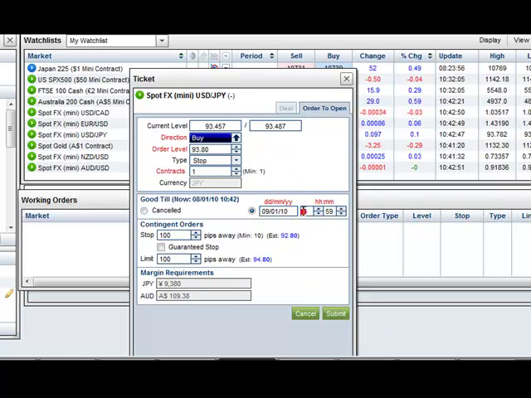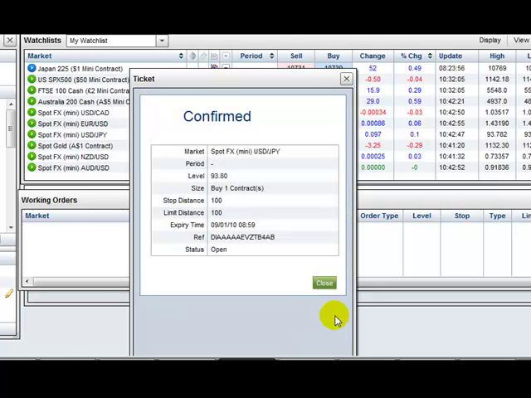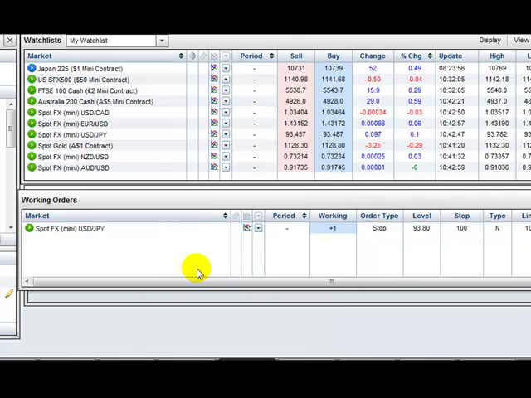It's asking me for the time. We need the 08 there. Okay, so it will then confirm the order, and we can click close. Double check all the details, and now you can see it's in our working orders window here. So that isn't a live trade as yet. It is only going to open and become active if that price is reached.